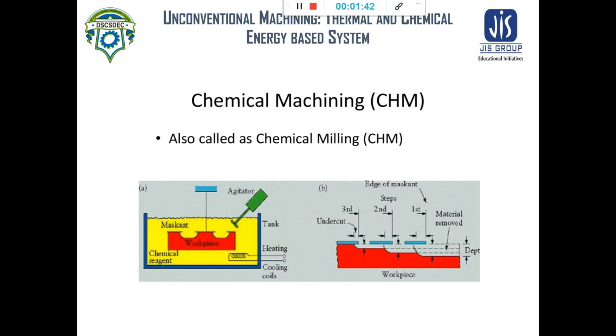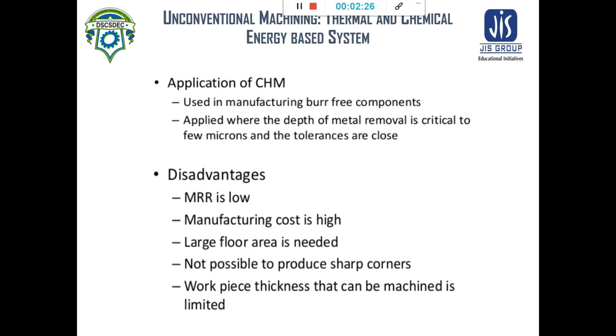Chemical machining is also called chemical milling. Here a maskant and an etchant are used. The whole workpiece is put under the chemical reagent, and by reacting with that reagent, the material of the workpiece is removed. The etchant is used to remove the material from the workpiece, and the maskant is used to mark the places where we don't want any material to be removed.